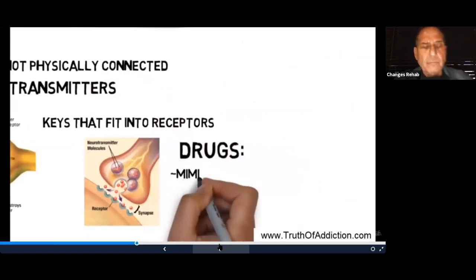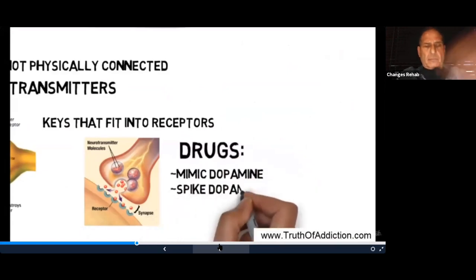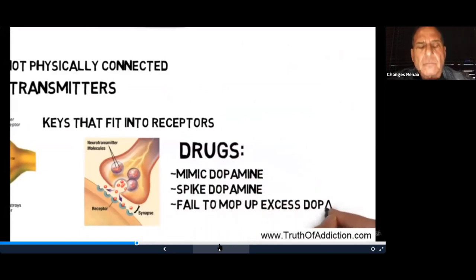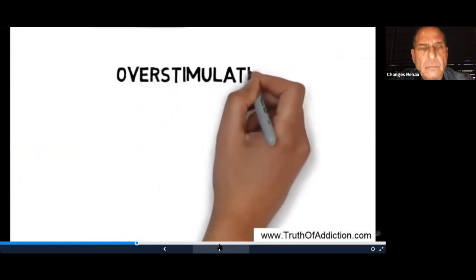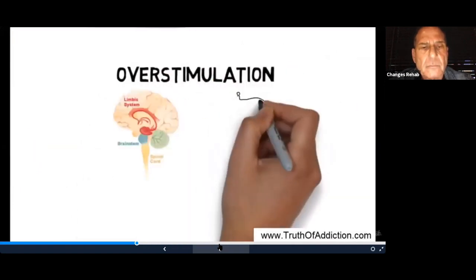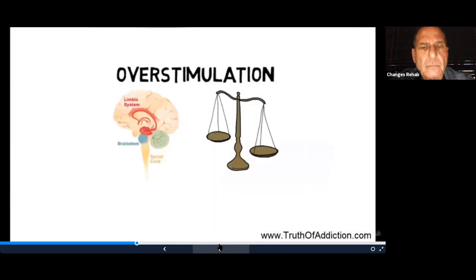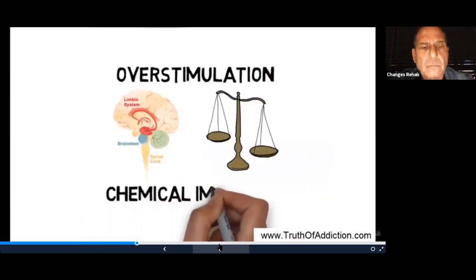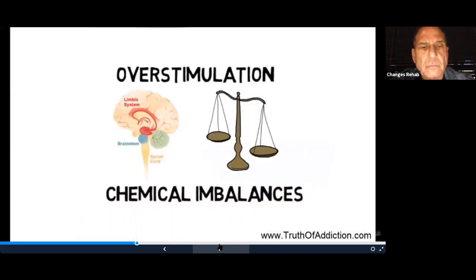Drugs either mimic dopamine, spike dopamine, or fail to mop up excessive dopamine in the brain, creating an overstimulation in the reward center. After long-term stimulation, the brain's defense system kicks in and tries to correct the chemical imbalances. After some time, the brain gets to the point where it actually anticipates this overstimulation of the reward center, and it responds in a defensive reaction.